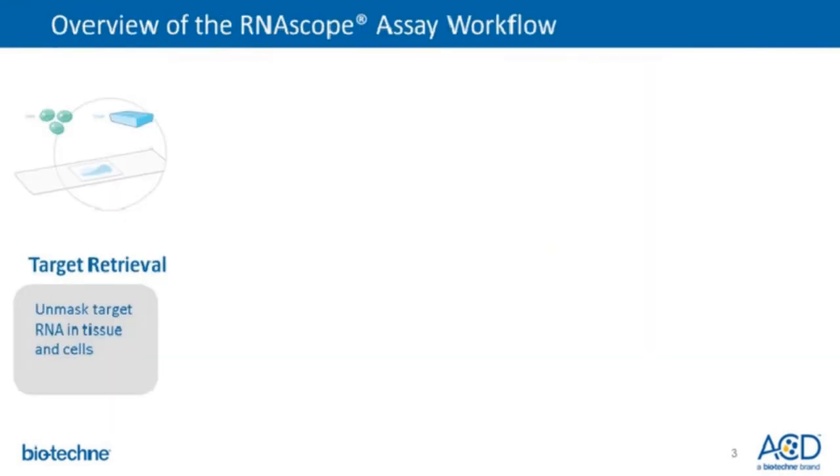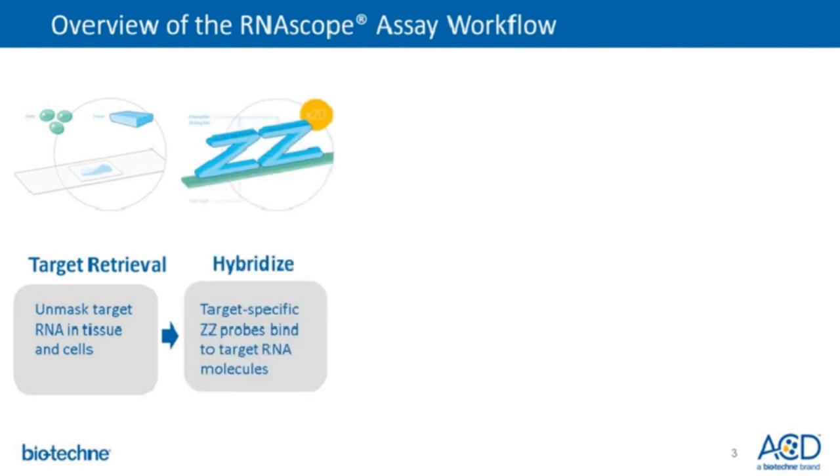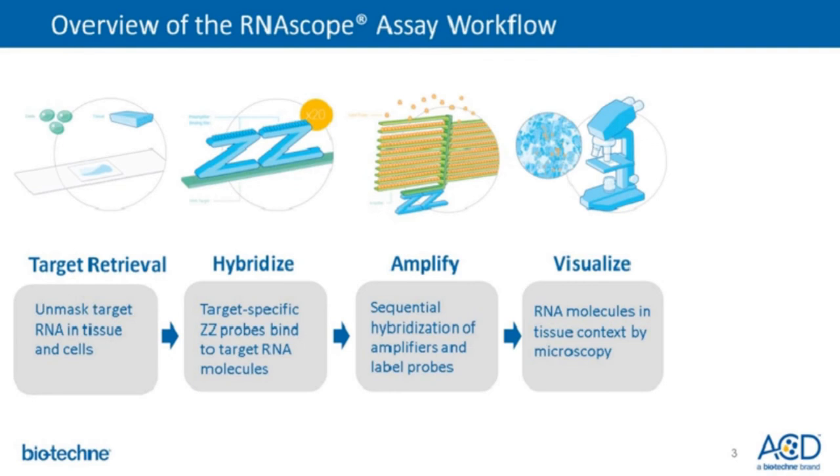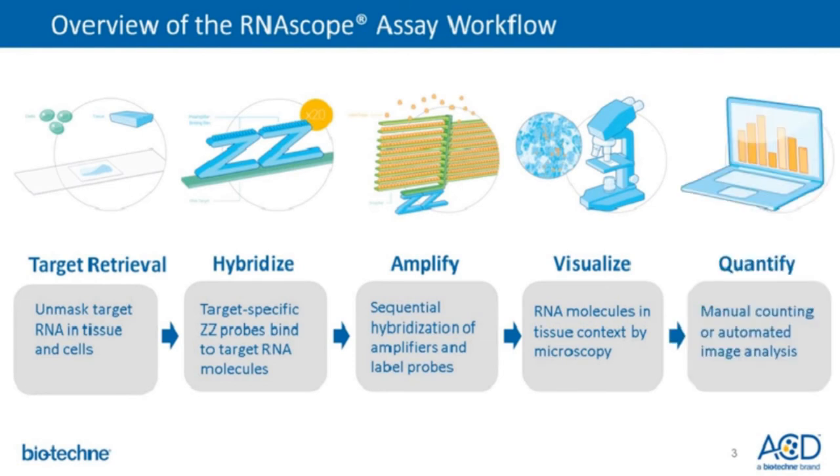Here is an overview of the RNAscope assay. You start with target retrieval, which unmasks the target RNA in the tissue and cells. And then you hybridize the double Z probes to the target RNA molecule. And then you amplify the hybridization signal through sequential hybridization with amplifiers and label probes, which builds a branching-like tree at your target molecule, which can then be visualized under a standard bright field microscope or fluorescent microscope. You can quantify your target expression by counting the dots manually or using automated imaging analysis software.